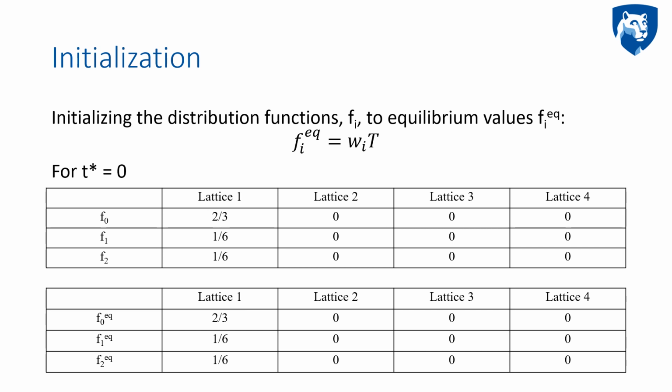So first, to initialize the model, we have to assign the value of the initial distribution functions, which would be equal to the function equilibrium, and we know that F equilibrium is equal to W times the temperature. So that would give us the same value of the distribution functions and also the F equilibriums. So we have 2/3 in the middle, and then 1/6 and 1/6, and only at the first lattice.